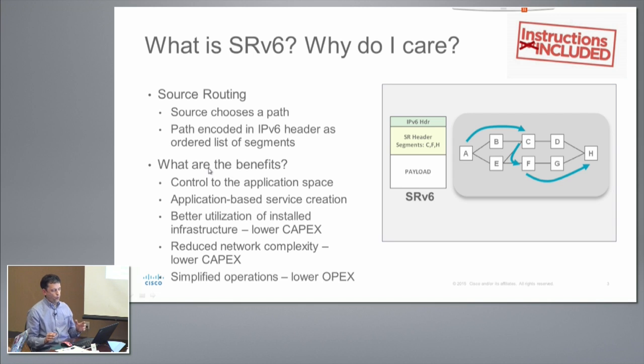Of course, we need to remember, why are we doing all of this? It was reiterated multiple times. We're bringing control back to the application space. We are going to be using ECMP more broadly, so better use of my links and my infrastructure. My network will be simpler. I'm not going to be running more protocols that I don't have to run, and the operations will be simplified.